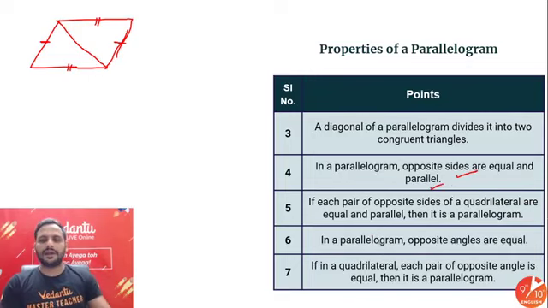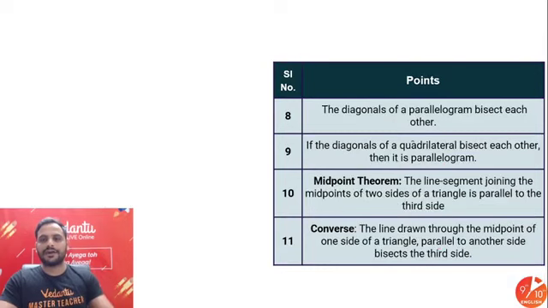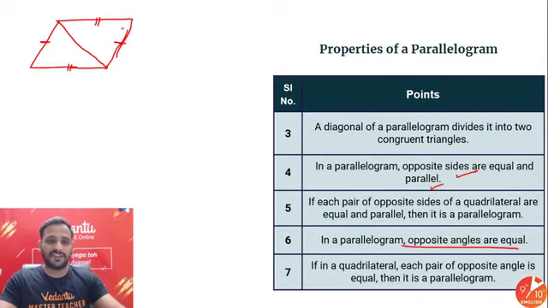Converse, okay. Parallelogram, opposite angles are equal. Opposite angles are also equal. Then the converse, each pair of opposite angle is equal, then it is a parallelogram, okay. Now after that, diagonals of a parallelogram bisect each other. Very important thing. Diagonals of a parallelogram bisect each other.